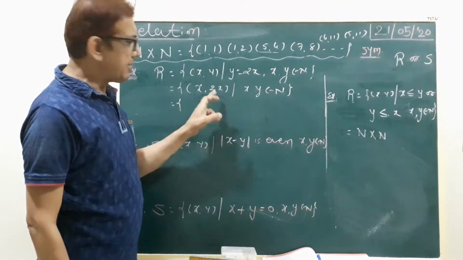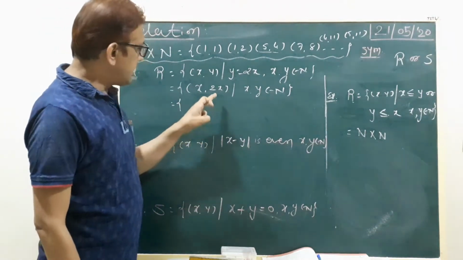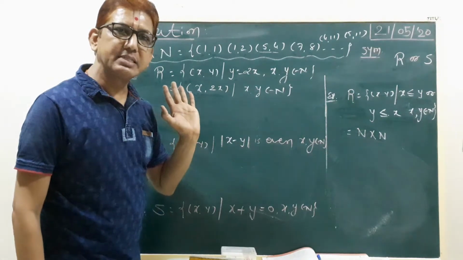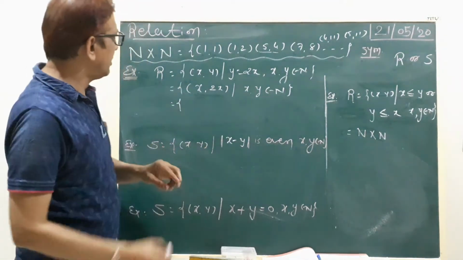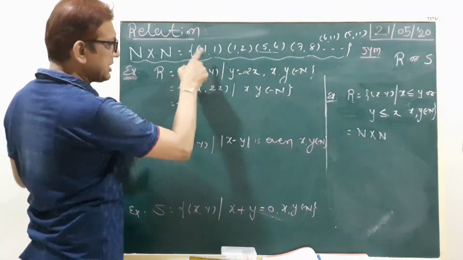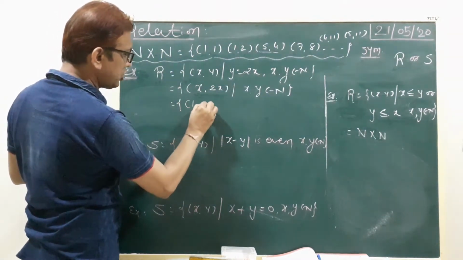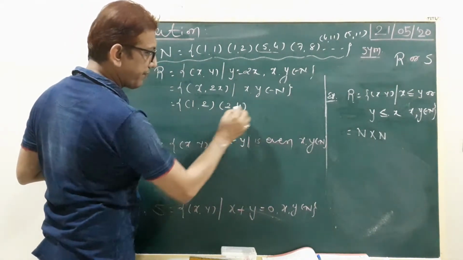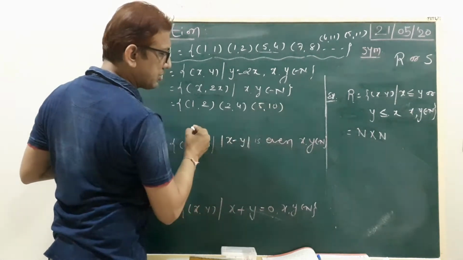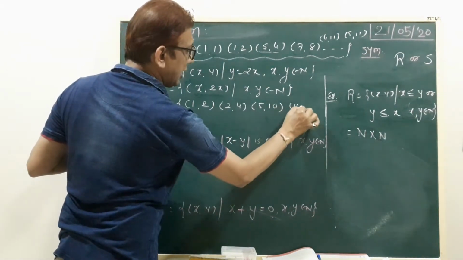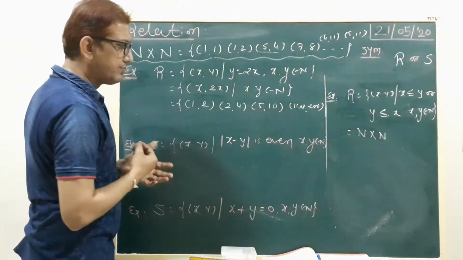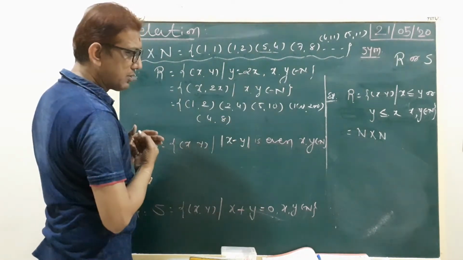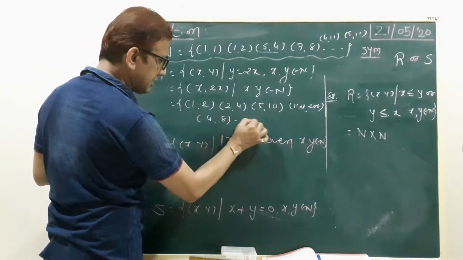Okay. What's the meaning of this one? First element and second element. What is the relation between these two? Here, the second element is the double of the first element. The second element is twice the first element. Now select the brackets. (1,1) is not possible. (1,2) is possible. Right? (2,4) is also possible. (5,10) is also possible. Clear? (100,200) also possible. Is that clear? (4,8) also possible. Right? Clear?